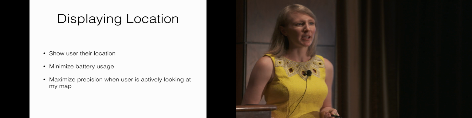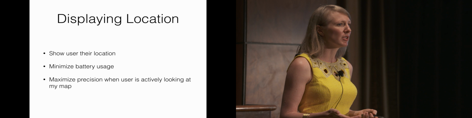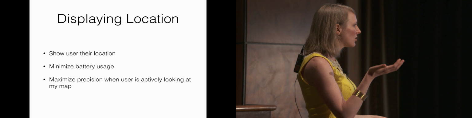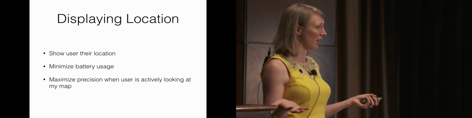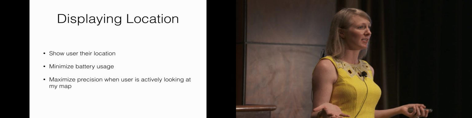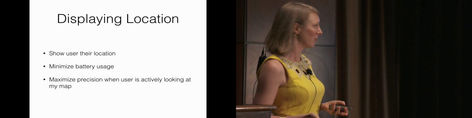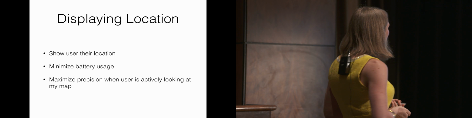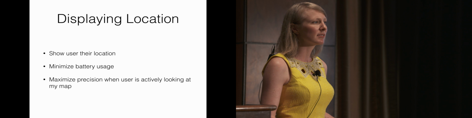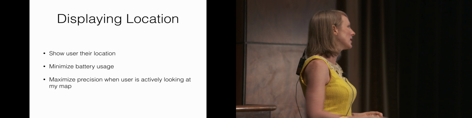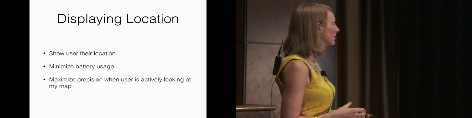So let's talk about displaying location. I've got an app and I want to show the user their location, right? I want to minimize, of course, the amount of battery power I'm using because now there's that screen of shame where people can see how your app is performing with respect to consuming battery. But I want to maximize precision, right? I want to give my user the best experience. I want to have the location ready, and I want it to be really, really accurate.